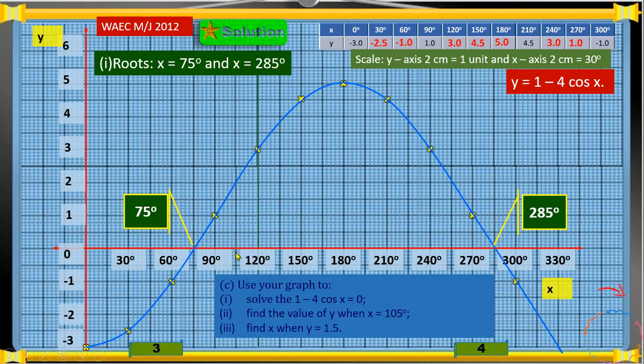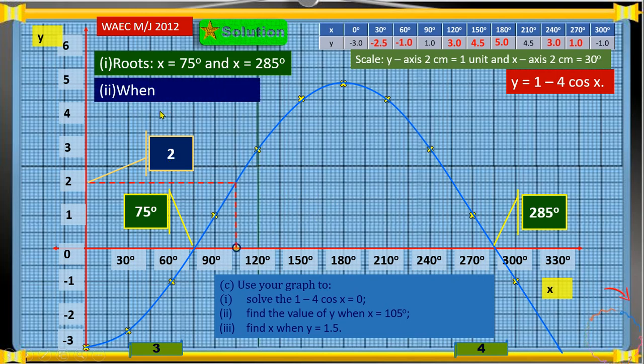Then the next question, find the value of y when x is equal to 105 degrees. So now we're going to this value, 90 plus 15 will give us 105 at this point. So we draw a line to touch the curve at this point, and from this point we draw another line to touch the curve at this point. Then we take the reading of that. So what is the value? You can see clearly it is 2. So therefore the value of y when x is equal to 105 is 2.